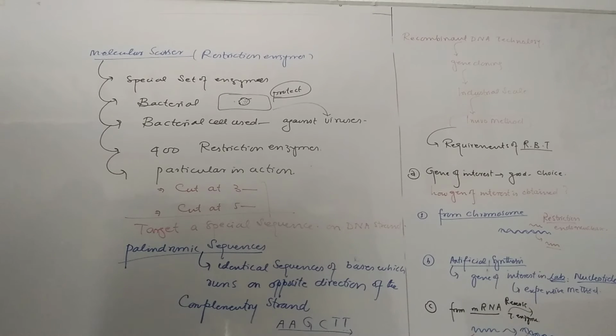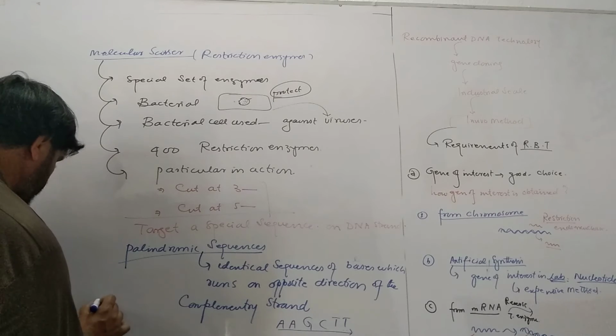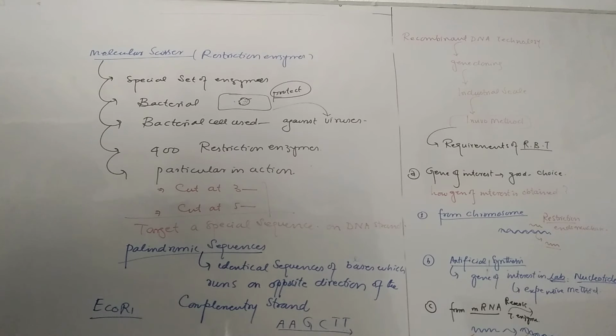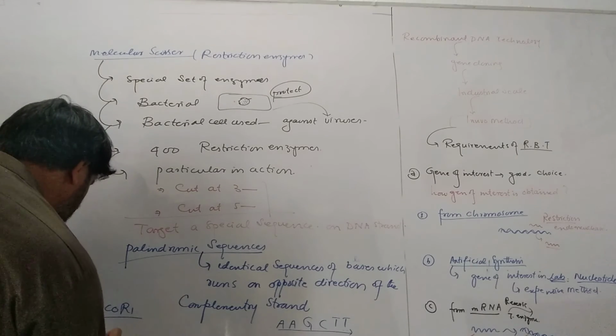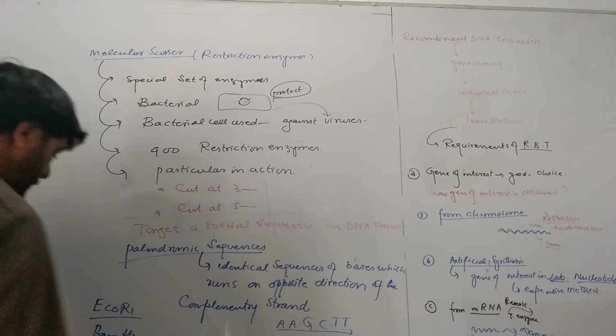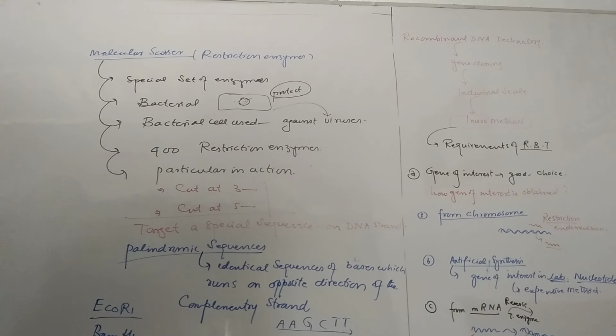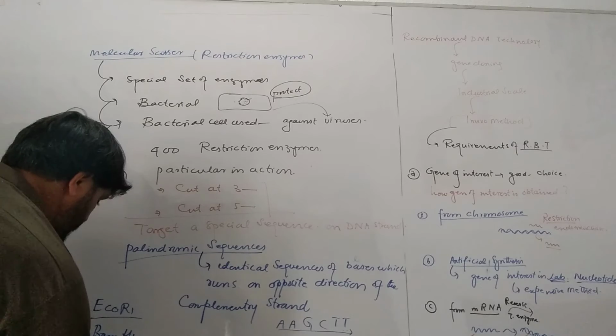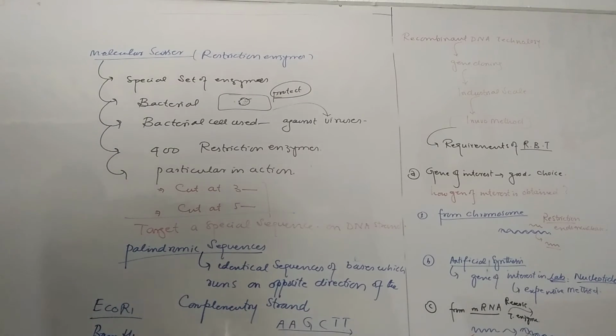There are a lot of restriction enzymes. The most common is EcoR1, Escherichia coli restriction enzyme 1, BamH1, Bacillus amyloliquefaciens, HindIII, and so on.